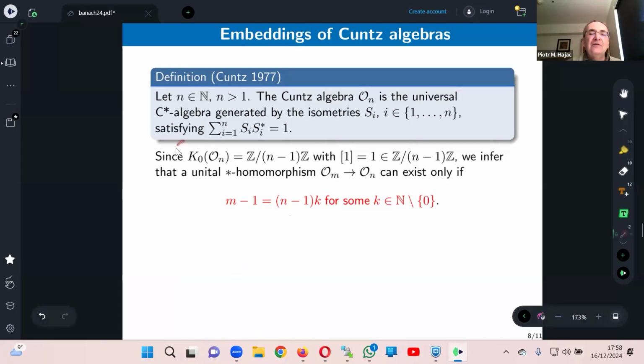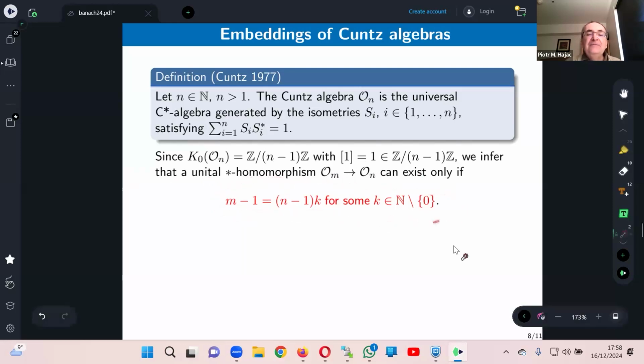particular K-theory. So K1 is 0, we don't care about it, but K0 of On is just the cyclic group Z modulo n minus 1. Okay, and the class of 1 is just 1 in this abelian group. And now from this K-theory, because K0 is a functor which carries unit into unit, we can infer that a unital star homomorphism from OM to ON can exist only if the following congruence relation is satisfied.